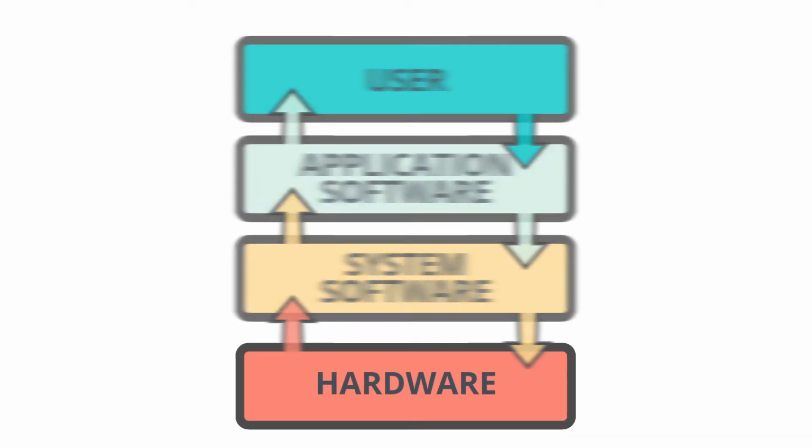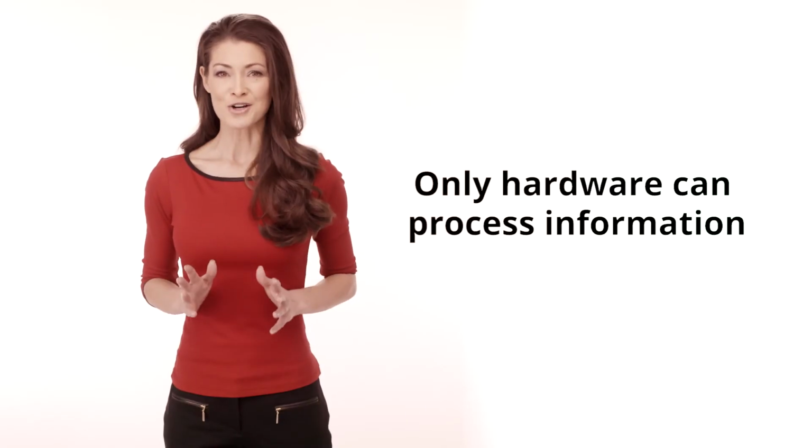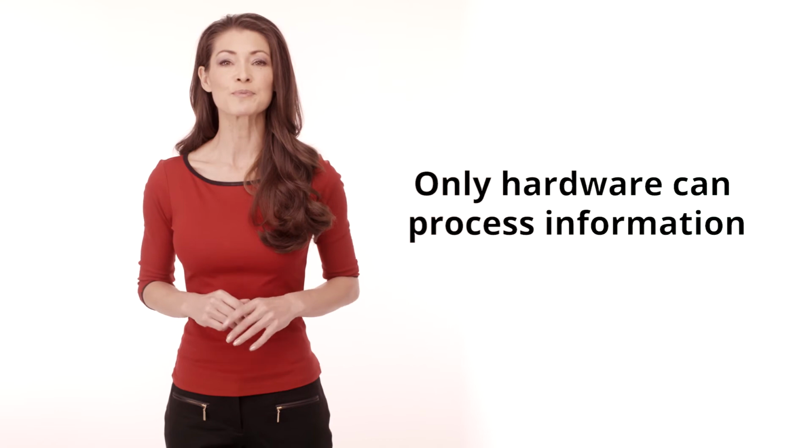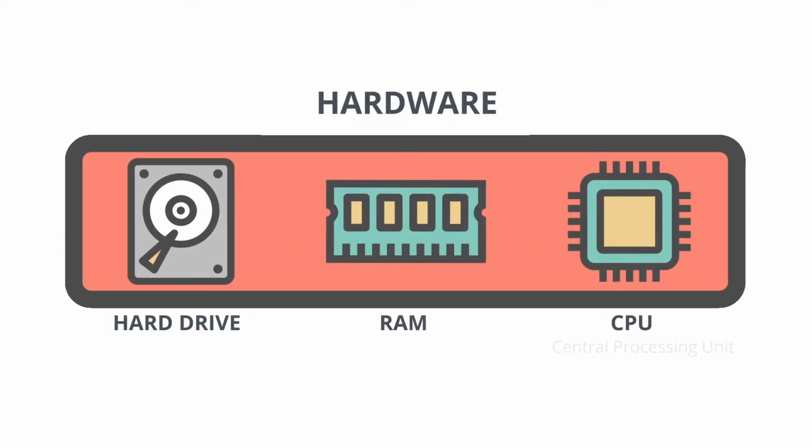Let's start at the bottom layer, hardware. Hardware is not software, it's hardware. But hardware is indispensable to software. Software can't actually do any processing of information or data. Only hardware can. The hardware of your computer is made up of several hardware components. The central processing unit, or CPU, is the brains of your computer and does all the processing of data.